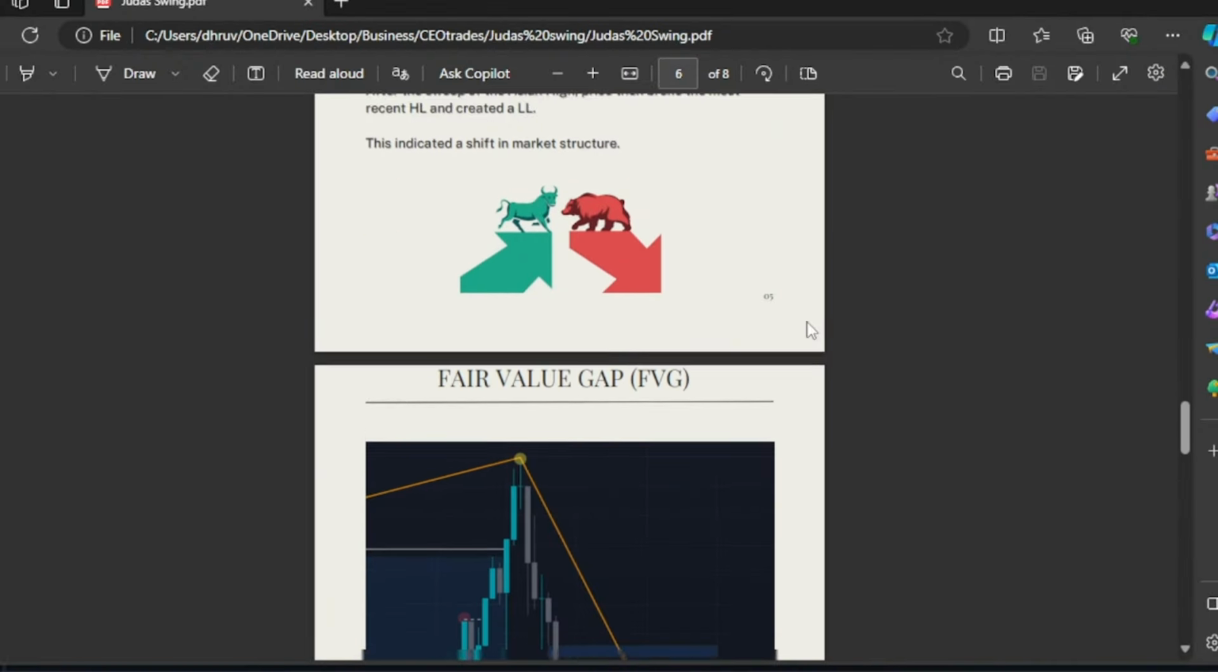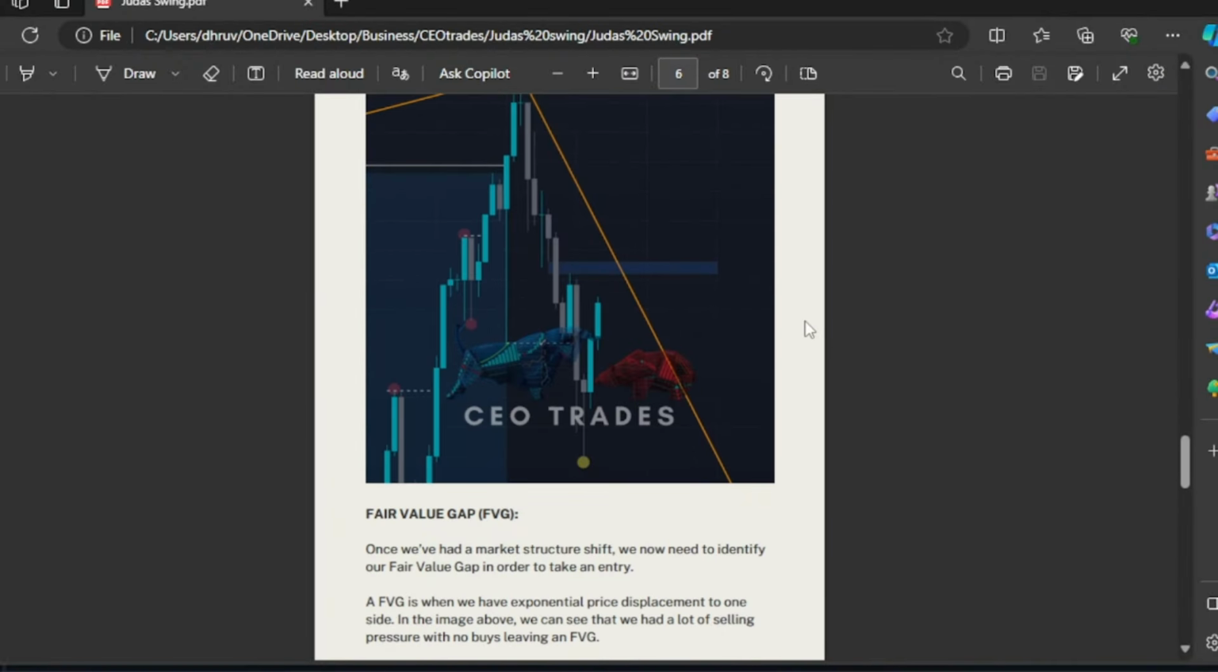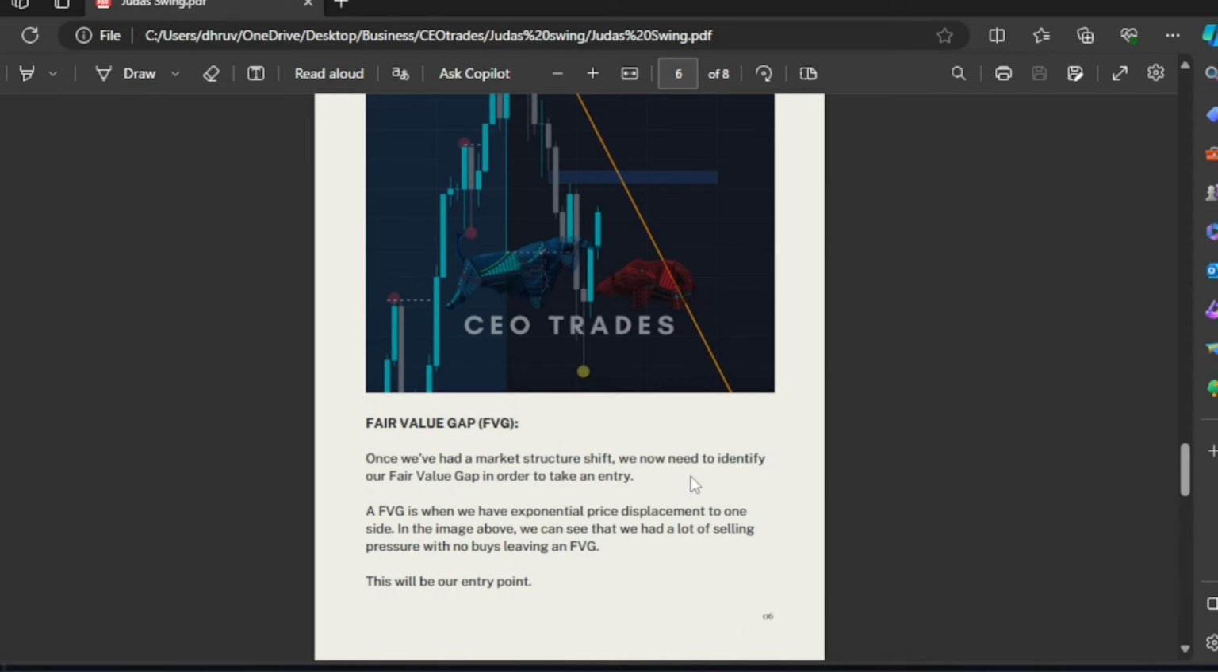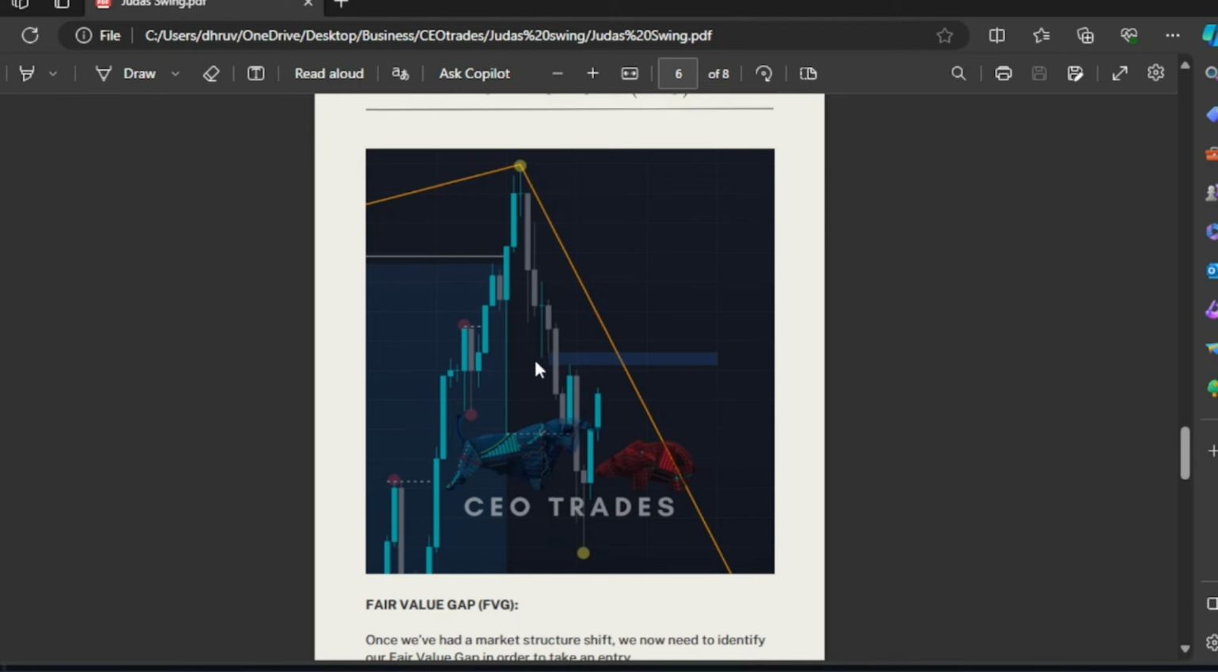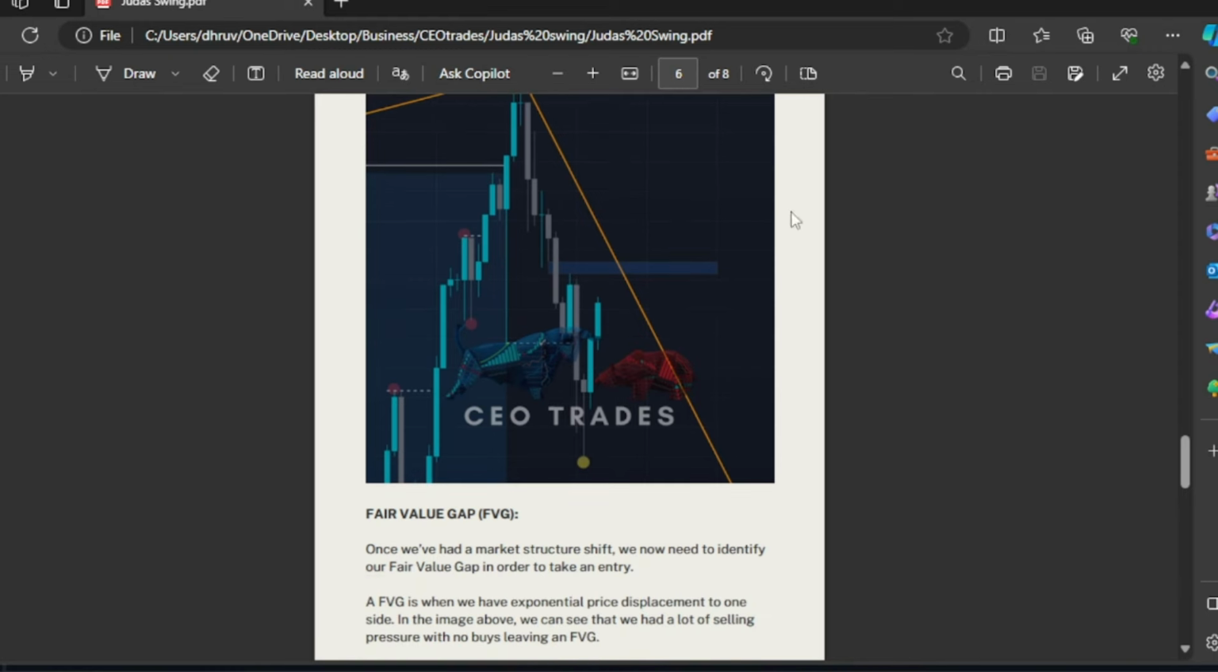So if we go back to our framework, our next step is to identify a fair value gap. And a fair value gap is when we have exponential price displacement to one side. In the image above, we can see that that is where we had a lot of selling pressure with no buys, leaving a fair value gap. So in this example, we can identify what a fair value gap is so that we can now start looking for it on our own charts.